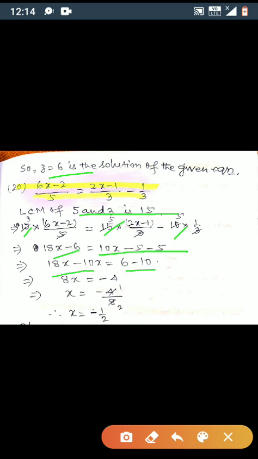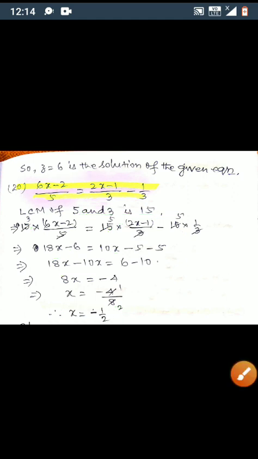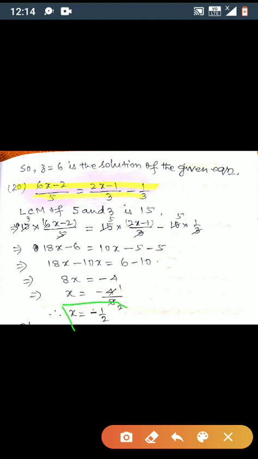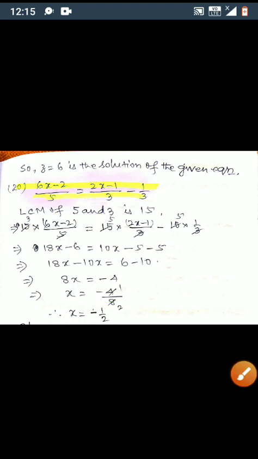5 3s are 15. Now 3 6s are 18x minus 3 2s are 6, equal to 5 2s are 10x minus 5 minus 5. It can be written as 18x minus 10x equal to 6 minus 10. 18x minus 10x is 8x. 6 minus 10 is minus 4. Therefore x equal to minus 4 by 8, that is, x equal to minus 1 by 2.